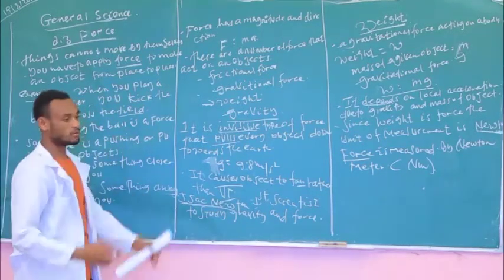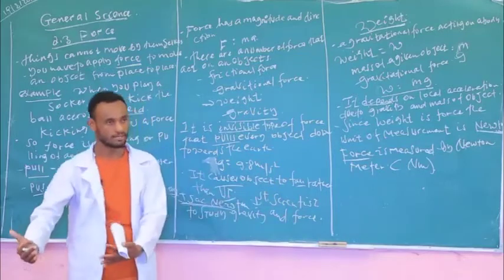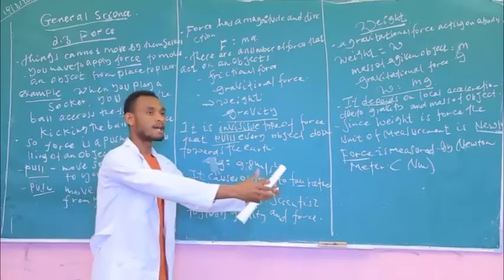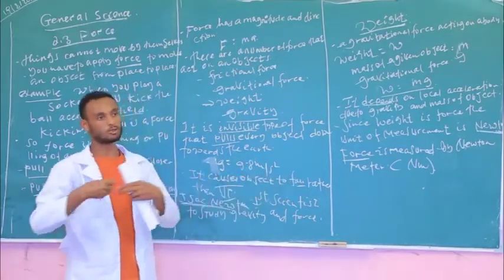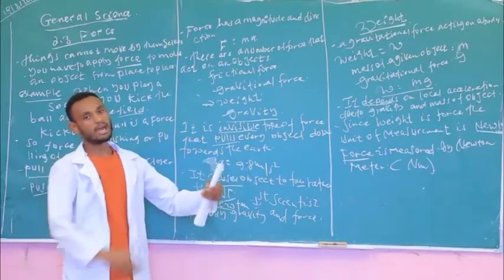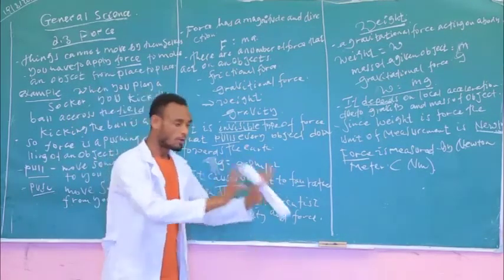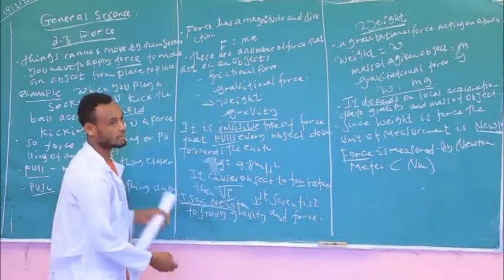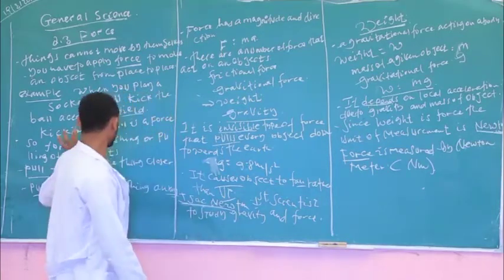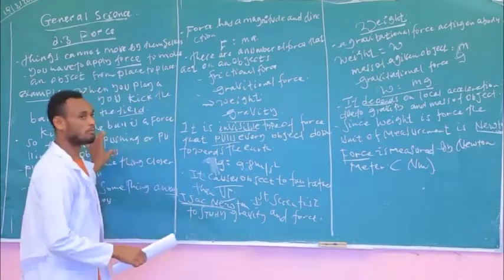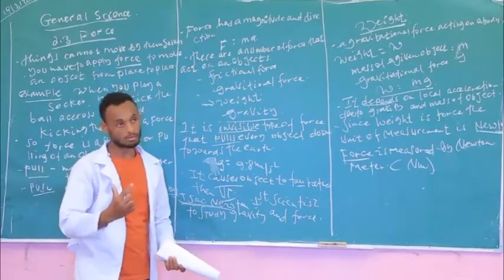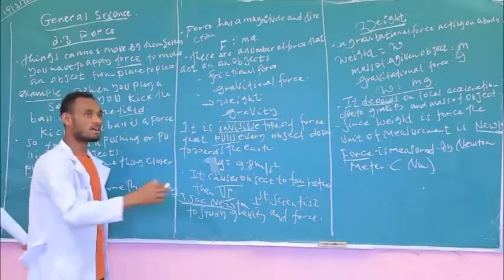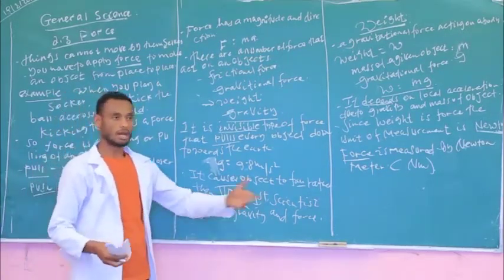Good, students. What is pushing, and what is pulling? Pulling is moving something or an object closer to you. Pushing is moving an object away from you. This is the difference between pulling and pushing. That's why pulling and pushing are the force that we exert on a given object. Good. So there are a variety of forces.